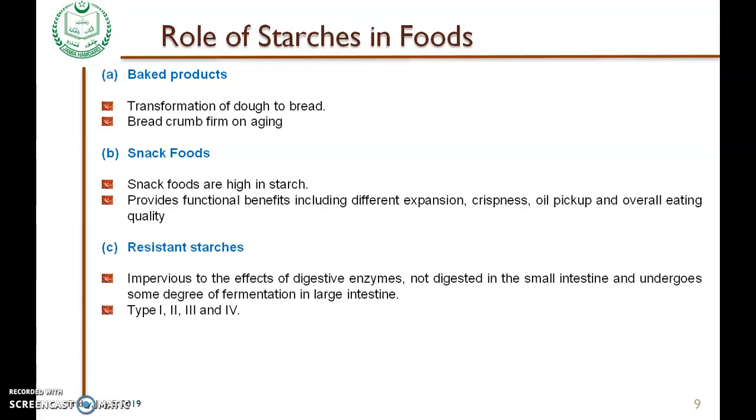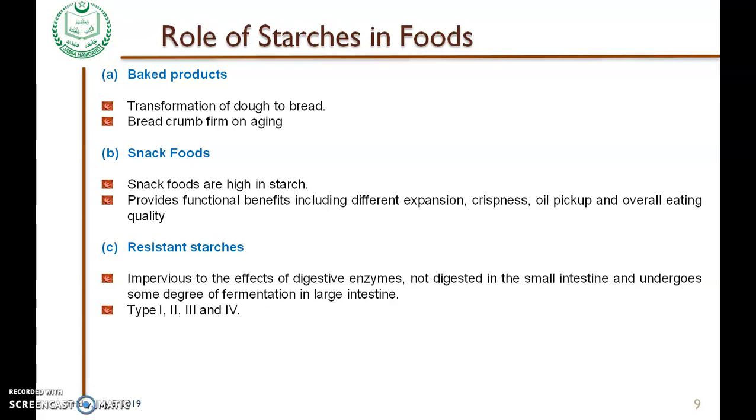Then resistant starches. So what are resistant starches? Those starches that are not digested by the enzymes present in the small intestine, and they undergo fermentation in the large intestine. That means they pass to the large intestine without being digested in the small intestine. There are mainly four categories of resistant starches: type 1, type 2, type 3, and type 4. Resistant starch 1 is naturally present in some legumes, that is physically inaccessible or indigestible.